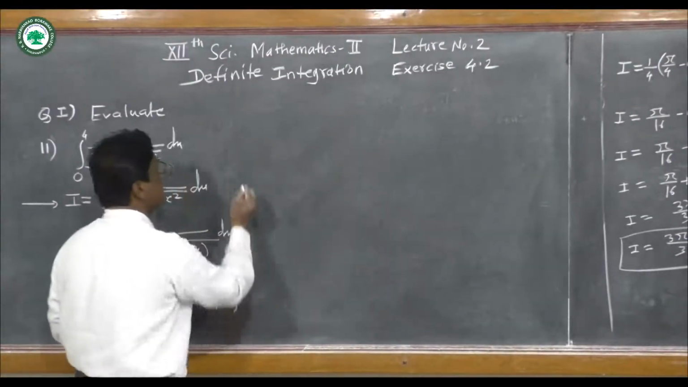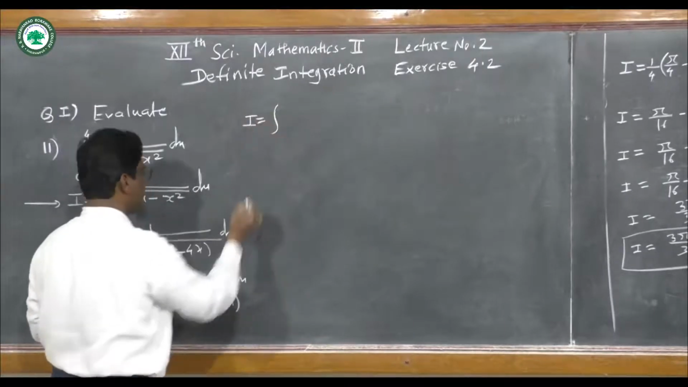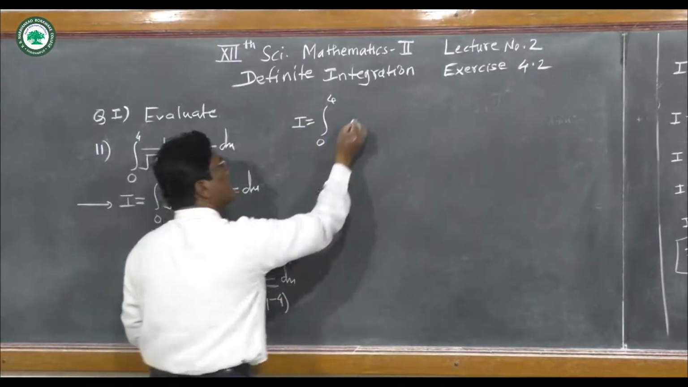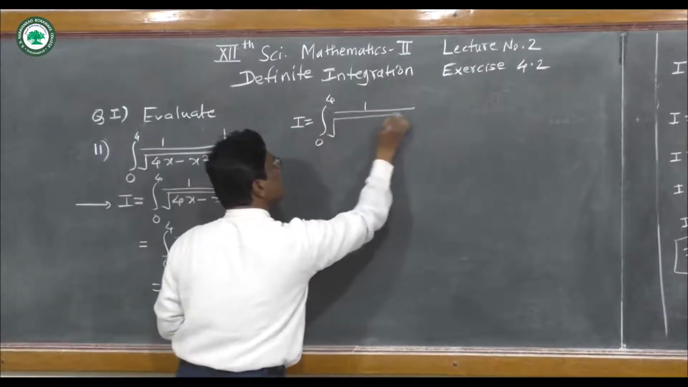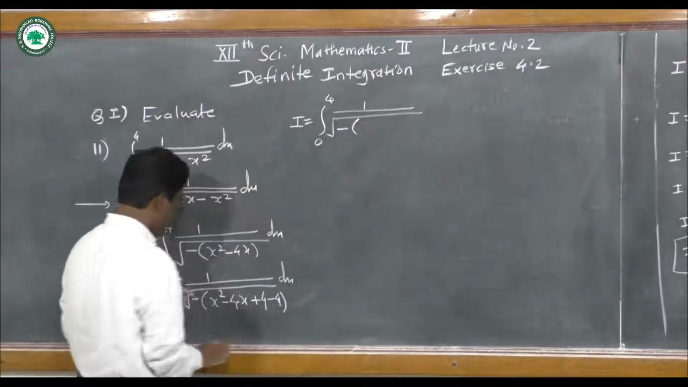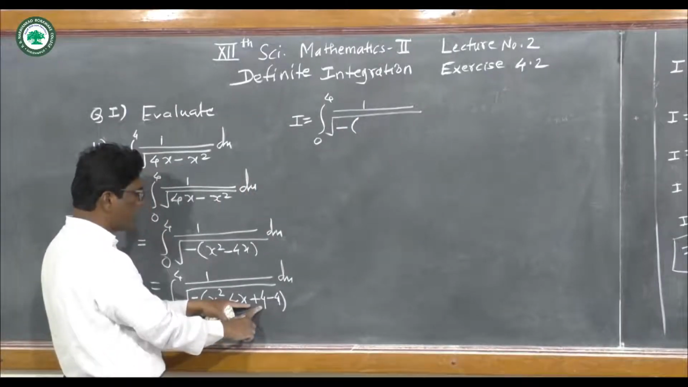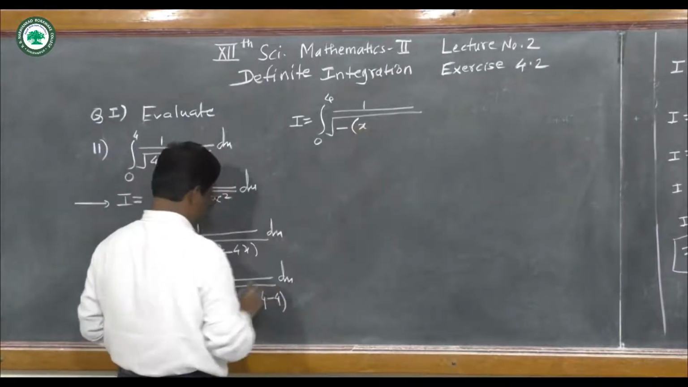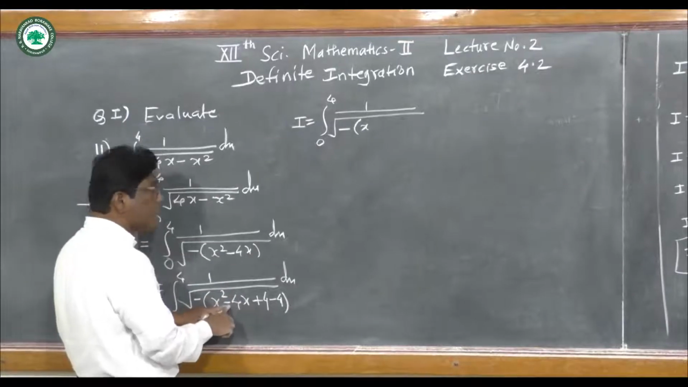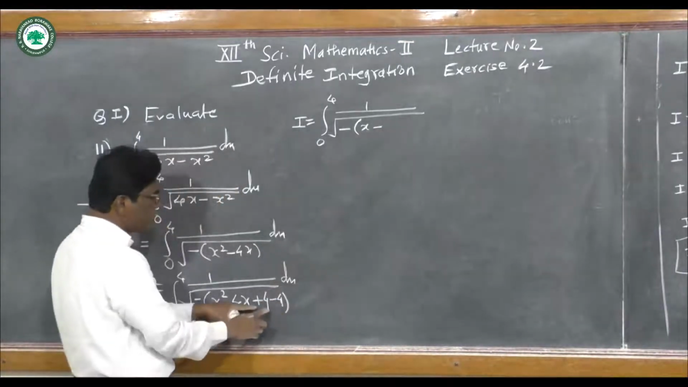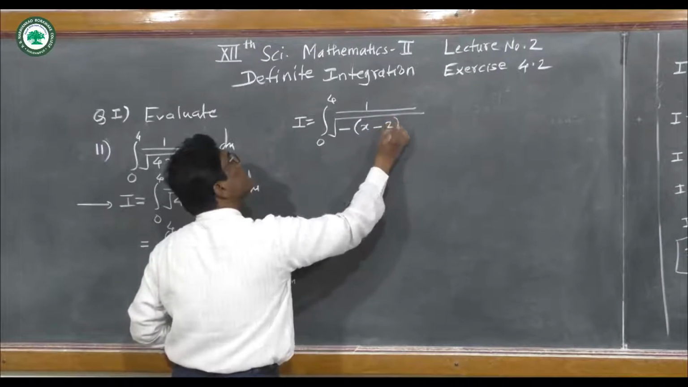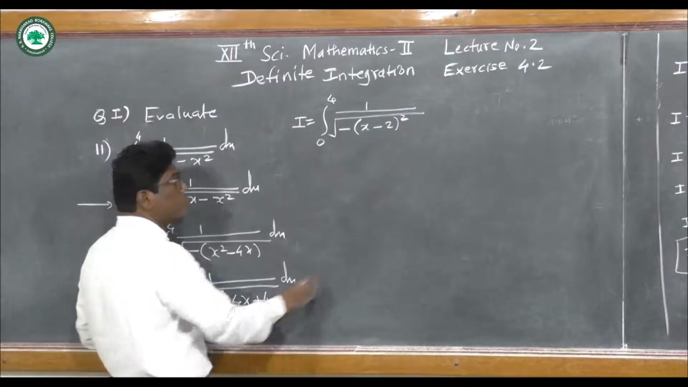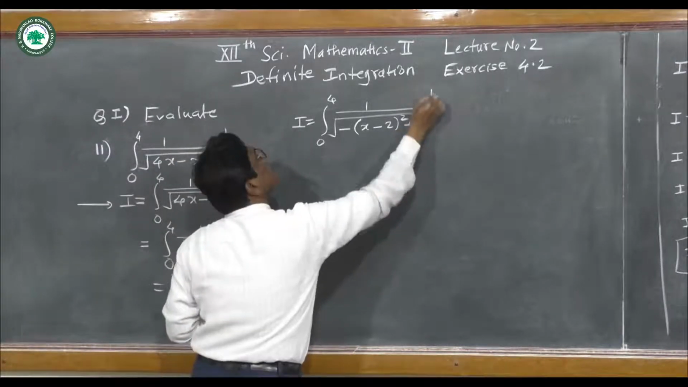So this required integral I becomes I is equal to integration from 0 to 4, 1 upon under root of, this minus sign as it is in the bracket, x square minus 4x plus 4. It is the complete square of x: square root of x square is x, middle sign is minus, and square root of 4 is 2, so (x minus 2) whole square, and this minus 4 with this minus sign becomes plus 4, dx.